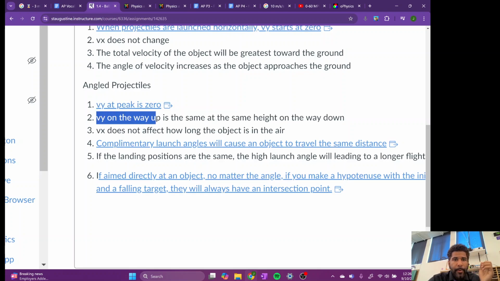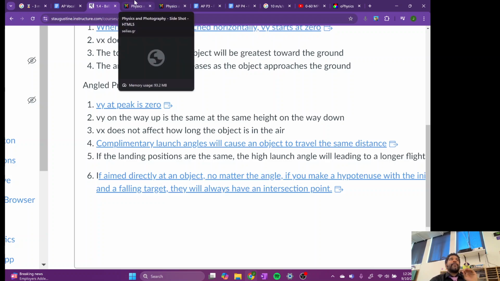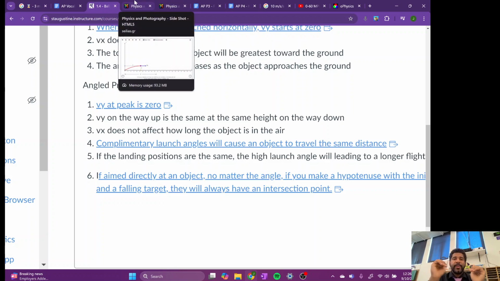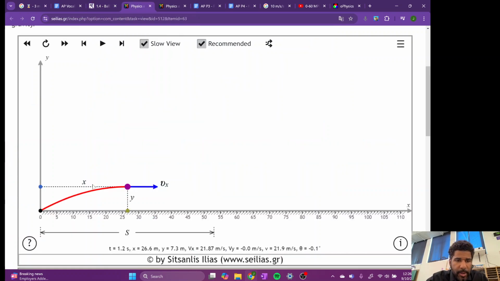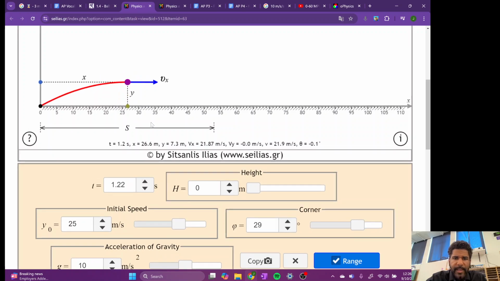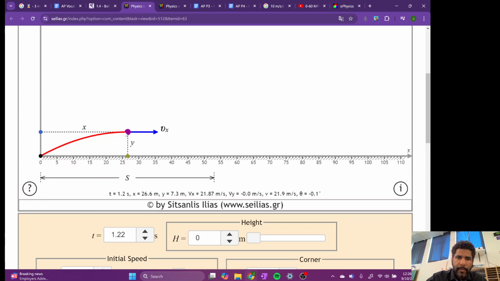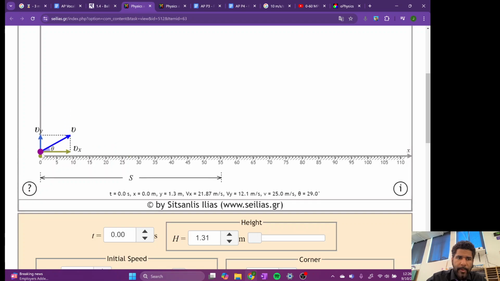Second rule. On the way up, Vy, just like we saw the other rule, if you reach the same height, you will have the same velocity. So let's take a look. The peak is at 7.3. We're going to take this back a little bit. We're going to save that for later.